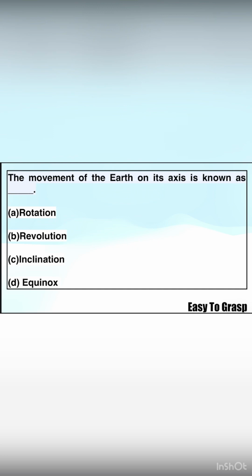The next question says, the movement of the earth on its axis is known as rotation. And when the earth moves around the sun, we have seen it is known as revolution. Inclination refers to the bend of the earth towards its orbit. Equinox, we have seen that it is experienced 2 times in a year. So while going through the previous year questions, you must analyze all the options and try to understand what that conveys so that you can easily solve the questions that come in your examination.